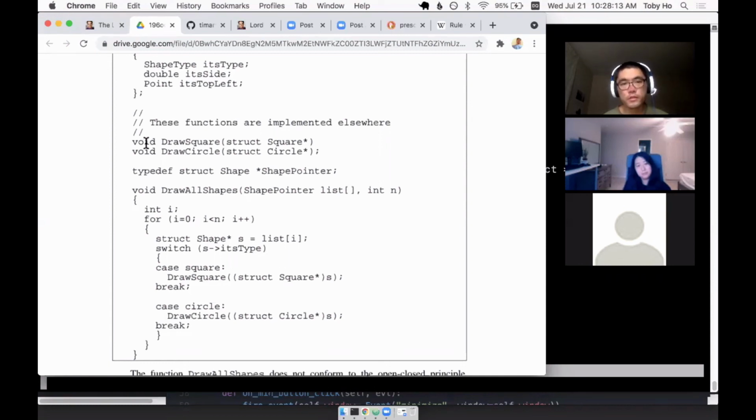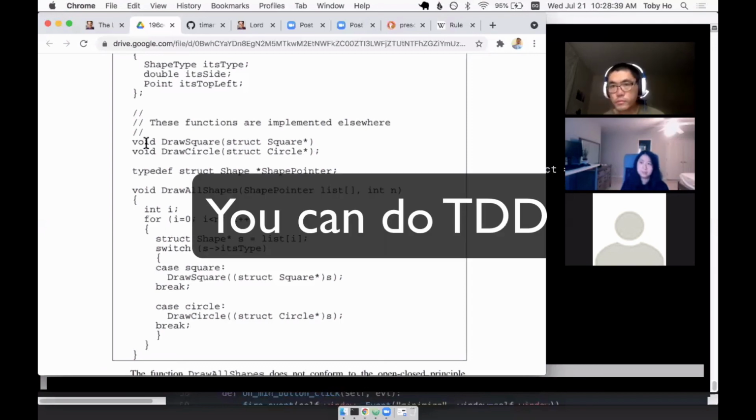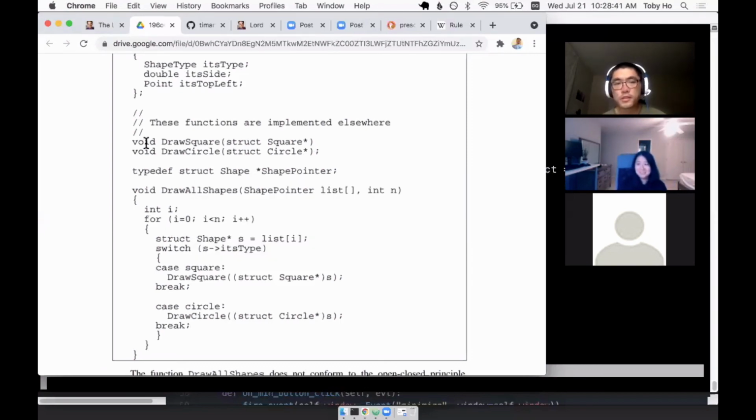Mm-hmm. Yeah, developing skills for how to morph the code from the before into the after. That takes a lot of skill, because you are going to introduce bugs and you'll need to debug at some point. How do you make that transition more smooth? You can do TDD. TDD is one way. Yep.